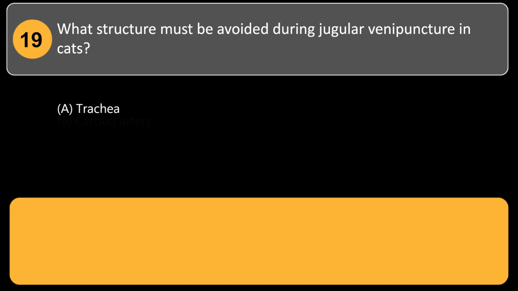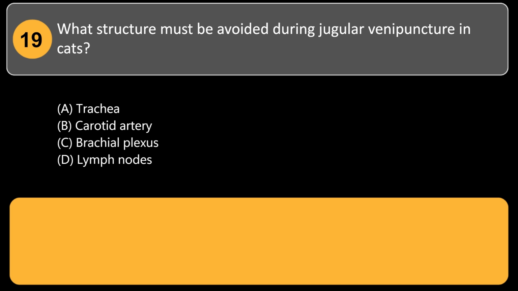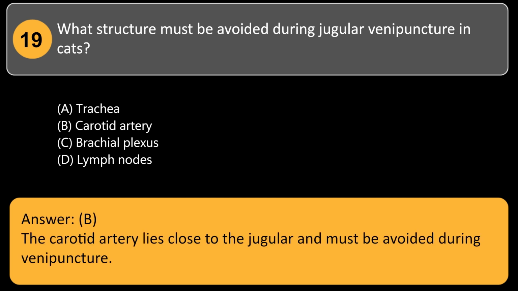What structure must be avoided during jugular venipuncture in cats? A. Trachea. B. Carotid artery. C. Brachial plexus. D. Lymph nodes. Answer, B. The carotid artery lies close to the jugular and must be avoided during venipuncture.